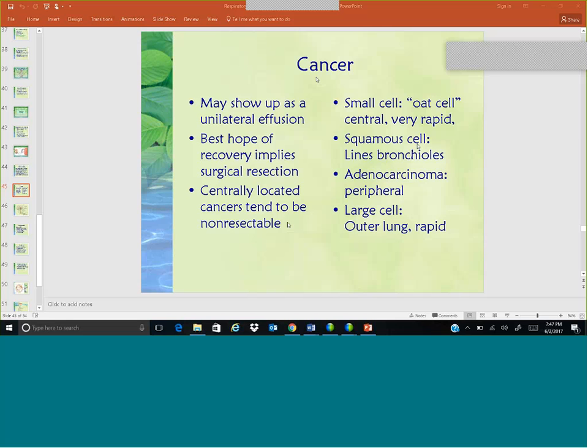When we think about cancer, this may be a little early for you, but I'll mention it. It will not be on the test, but it's something to think about so that you understand cancers, and it will come up in Nursing 1.